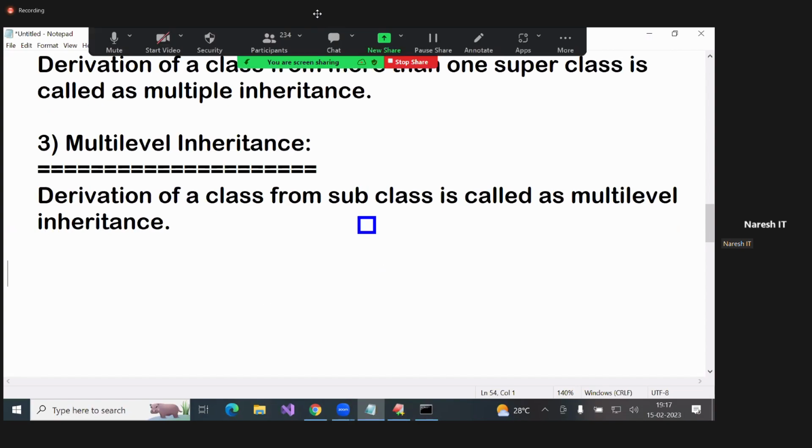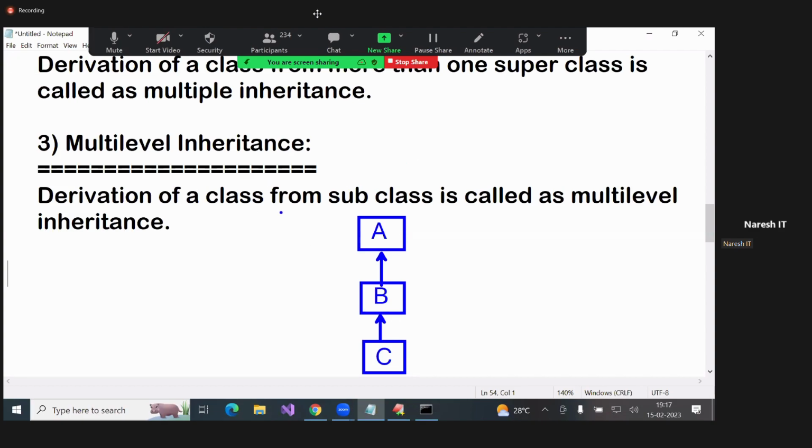So already one level finished, one more level. Like this, if you have A class, B class, C class. Already one level finished, one more level, more than one level, multi-level. Now B is a subclass of A class. B is a superclass of C class. More than one level, that is multi-level.